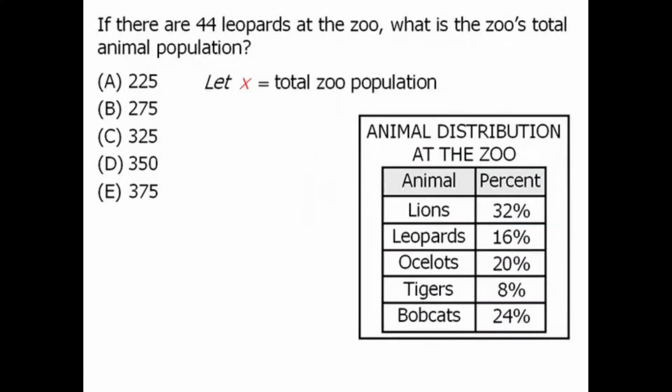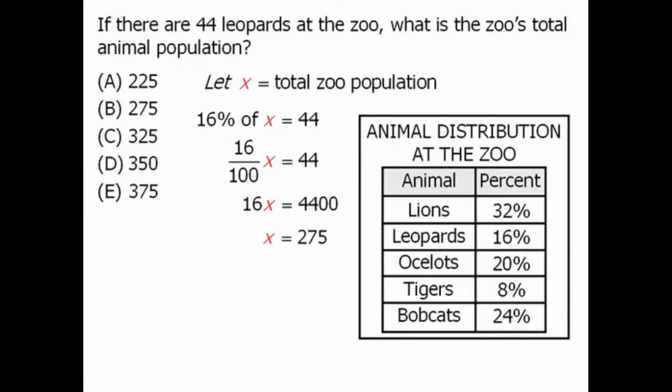Okay, to begin, let's let X equal the total zoo population. Now, the question tells us that 16% of the zoo population is leopards. The question tells us that there are 44 leopards altogether. So from this, we know that 16% of X must equal 44. From here, we'll rewrite 16% as 16 over 100. And now we'll solve for X by first multiplying both sides by 100. And now we'll divide both sides by 16 to get X equals 275. So our answer must be B.